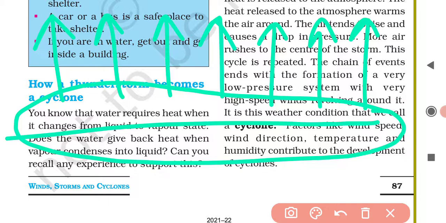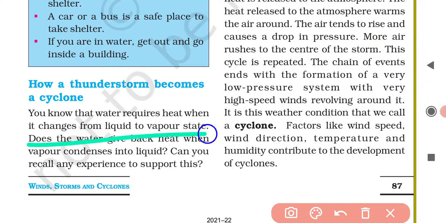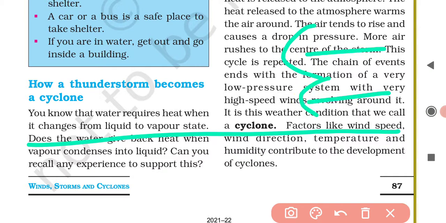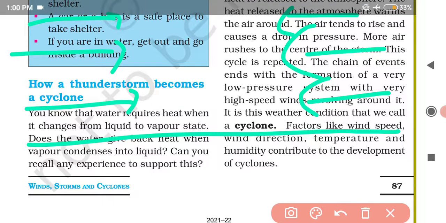What will happen? Due to this, the cool air from the surroundings rushes in to take the place of the warm rising air. This cool air blows with a very high speed. We can say this wind now blows with a very high speed to take the place of the hot rising air. So due to this process only the cyclone is caused. Okay, clear?